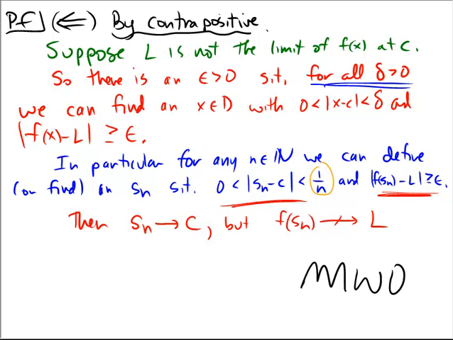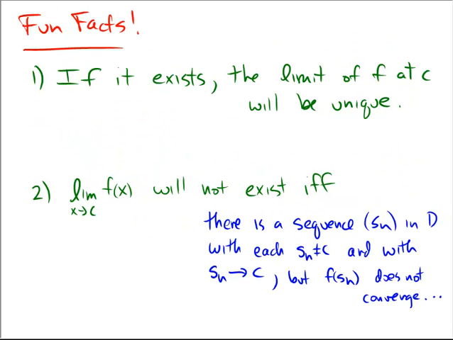Okay, so here's a couple fun facts. If it exists, the limit of f at c will be unique. Try to prove that on your own. It's an exercise from our textbook here, but it would be a standard assume that there's two and show that they're the same. Or you could do it by contradiction by assuming there's two distinct ones and then showing that you get a contradiction.